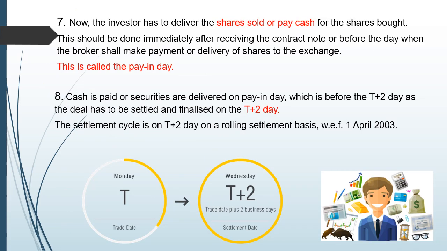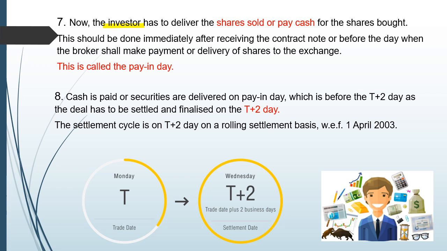Okay, so later what you do, you want to buy the shares, you confirm telling that you want to buy so and so company's shares. So who are you? You are called the investor. You deliver the shares sold or pay cash for the shares bought. Now what are you going to do? You need to send money from your account, correct? Because he cannot put money from his account to buy your shares.